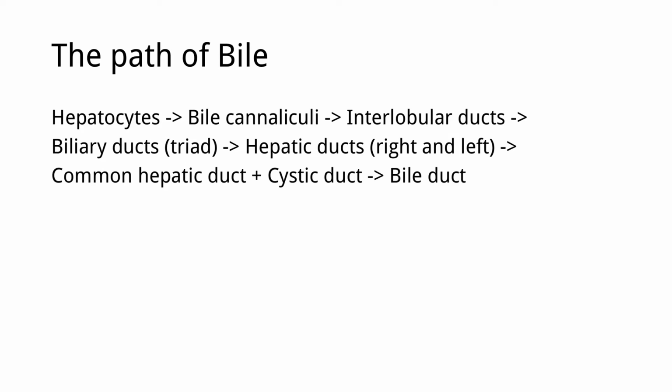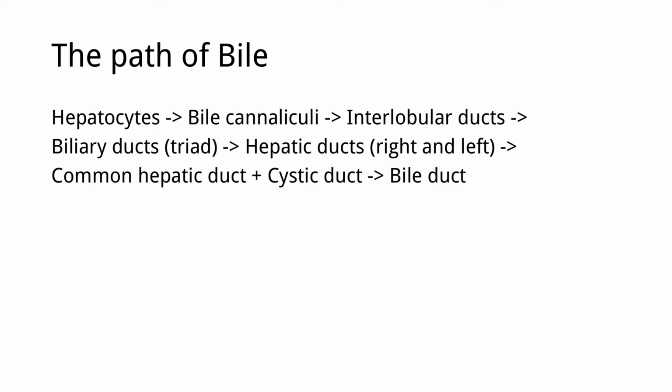The path of bile sounds like a great name for a movie. So bile is first secreted by hepatocytes into the bile canaliculi. It is a space between them. It is then drained into the interlobular ducts and then to the biliary ducts at the portal triad.